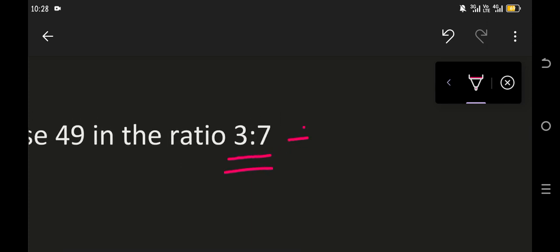Next, decrease 49 in the ratio 3 to 7. Now, because we are decreasing, our final result should be smaller than the number that we have been given in the question. So whatever we get here should be smaller than 49. Now, first step, as always, is to express the ratio in fraction. Here we'll have 3 over 7.